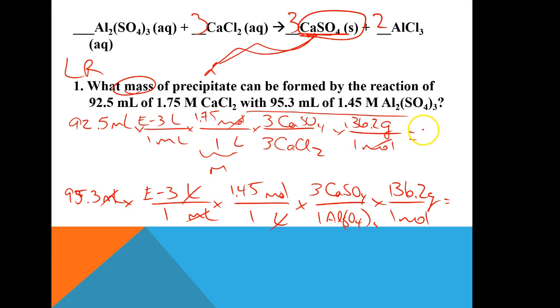So when I do this, I get 22 grams. And for that one, I get 56 grams. So if you remember back when we were doing limiting reactants, the one that limits how much you get is the one that you end up choosing. So 22 grams is less than 56. That means my limiting reactant is the calcium chloride, because it only allows me to make 22. Even though I could make 56 with my other reactant, it only allows me to make 22.